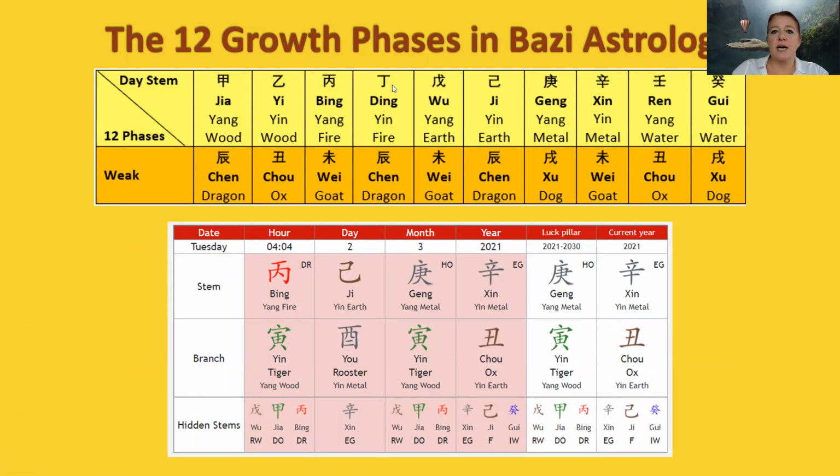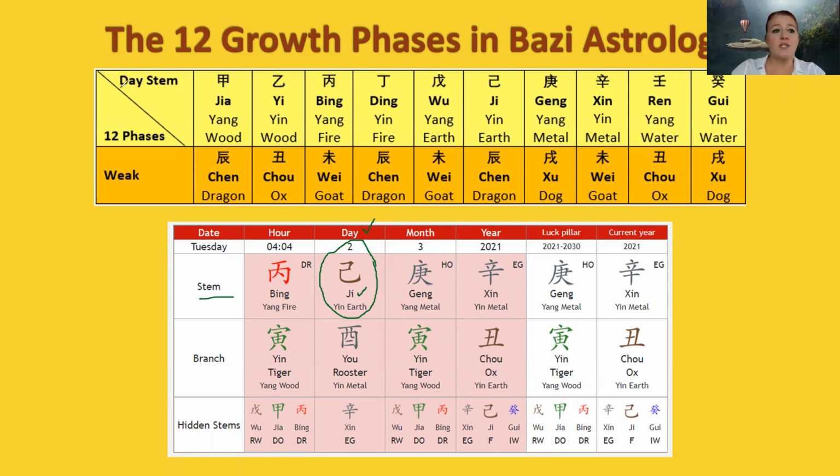So here at the top, you have a table with the weak phase correspondences. Now, the reference point to see whether or not you have the weak phase anywhere in your natal chart, or in the luck pillar, or in the current year pillar is always the day stem. Always this box here where it says day stem. This is the reference point. And for this person, it is Ji Earth. Yeah, the earth element, the yin polarity of earth. So this person is born on a Ji Earth day.